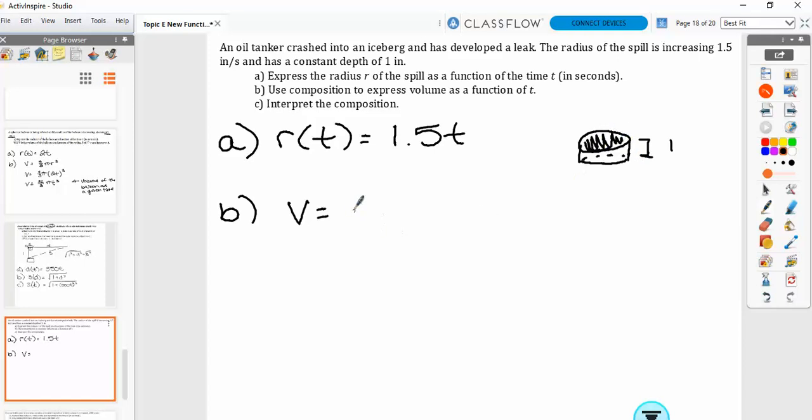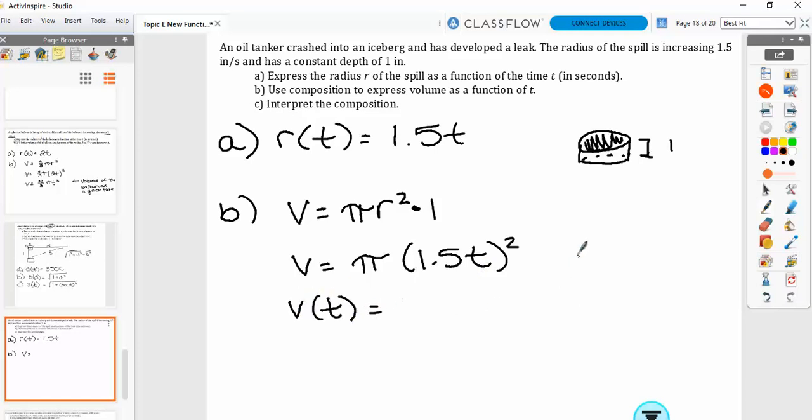What's the area of a circle? 4 over 3 pi r. That's a sphere. That's the volume of a sphere. Area of a circle? Pi r squared. So then volume is just the area of the base times the height, which my height was just 1. I want that to be in terms of t. So my radius is 1.5 t squared. You can write this in function notation if you wanted, d of t. You could square this.